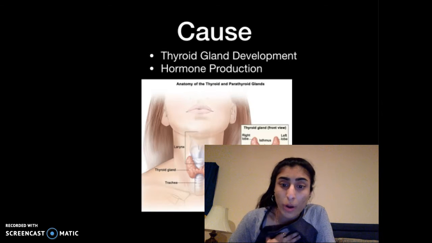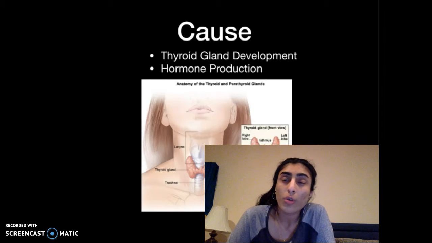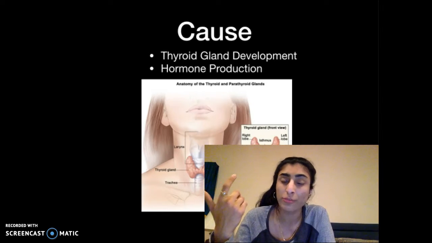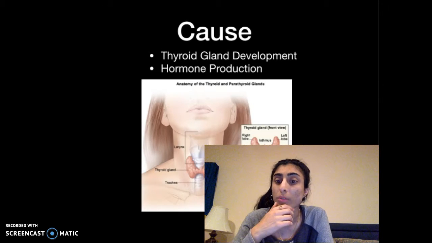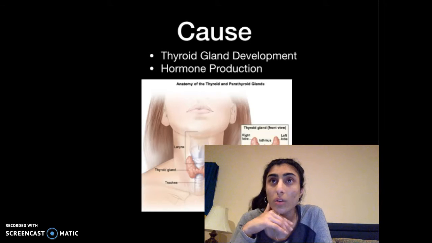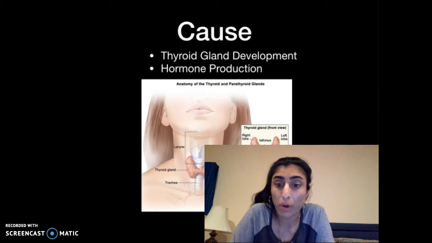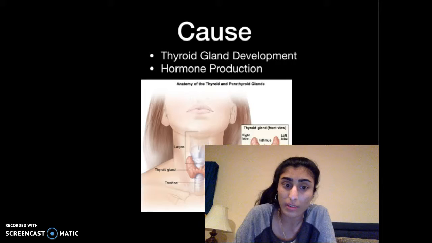The thyroid may be developed properly, it's just the hormones aren't being produced as abundantly as they should be, or the pituitary gland, which triggers the release of the hormones, may not be functioning properly either, which could lead to this disorder.